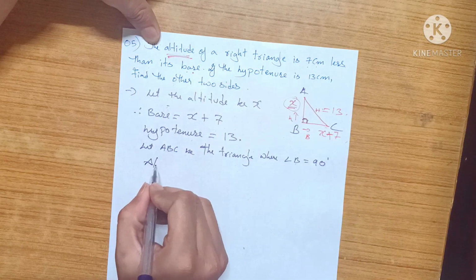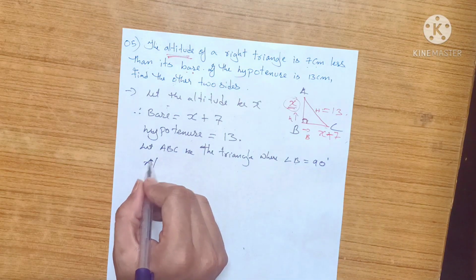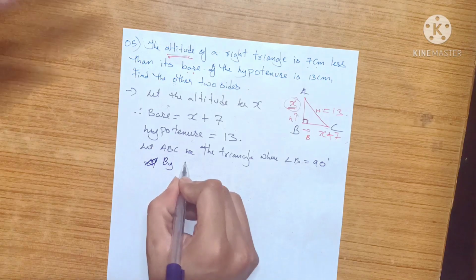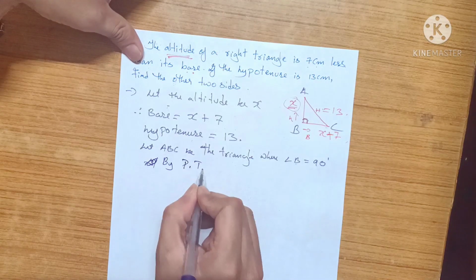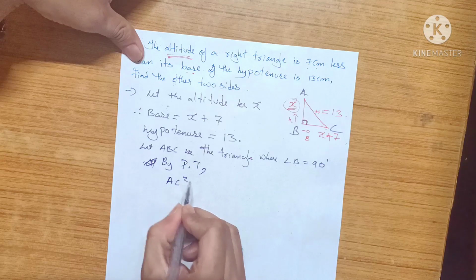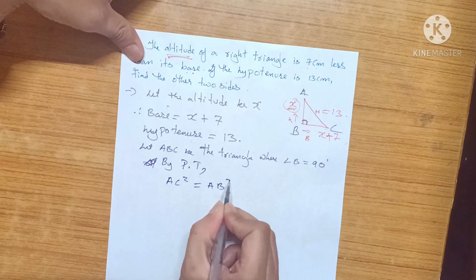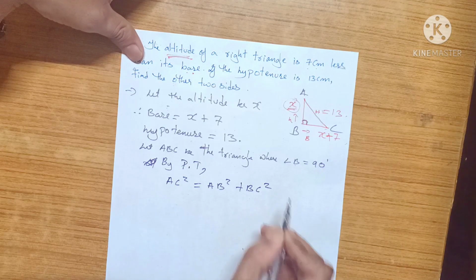So according to Pythagoras theorem, AC square equals AB square plus BC square.